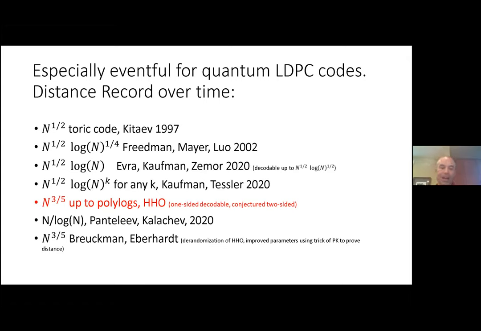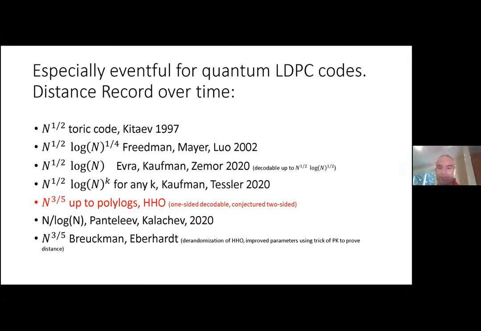The toric code due to Kitaev in 1997 on n qubits has a distance that only scaled as the square root of the number of qubits. And this is hard to exceed the square root of the number of qubits. And you might have thought this was sort of some kind of fundamental barrier, but Freedman, Meyer, and Luo managed to improve this by a one quarter power of a logarithm, so just barely above square root, a tiny difference, but enough to show that square root was not a fundamental barrier.